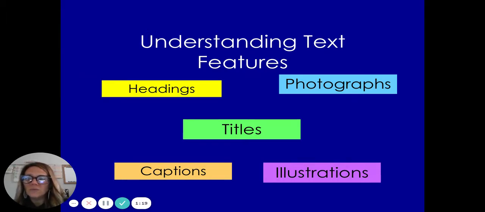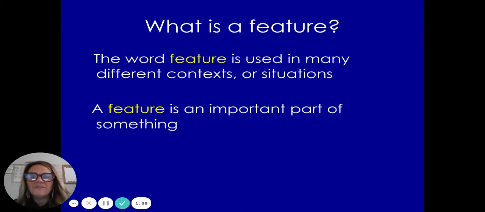Some of these are things we've already talked about in class, and some of these we have not yet talked about. Okay. So, what is a feature? The word feature is used in many different contexts or situations. We've talked about words that have multiple meanings. In this context, a feature is an important part of something.